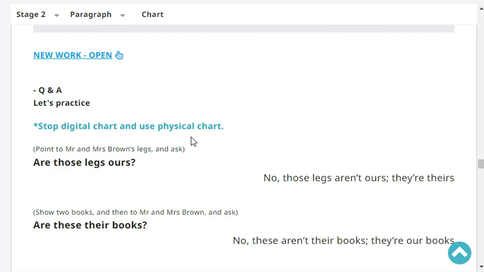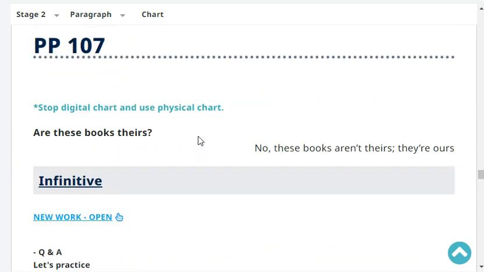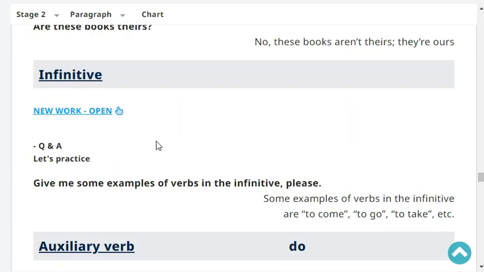Are these their books? No, those aren't their books. They're our books. They are our books. Very good. Are these books theirs? No, those books aren't theirs. They're ours. They are ours. Very good.